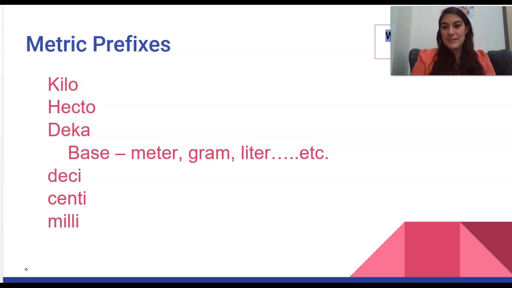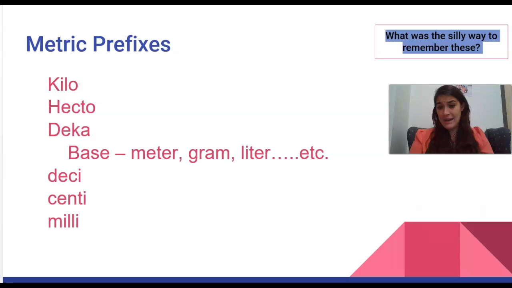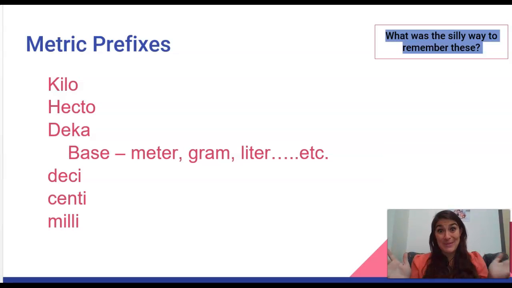Okay, so these are the metric prefixes that you are going to use for this class. Now, please know there's way more metric prefixes out there. You've probably heard of giga and nano and things like that. These are the 6 that are going to come up in a high school chemistry class, so these are the 6 that we need to know. If we're ever going to play around with any of the other prefixes, I will tell you what they mean. So kilo is 1,000, hecto is 100, deca is 10, deci is 1/10, centi is 1/100th, and milli is 1/1,000.